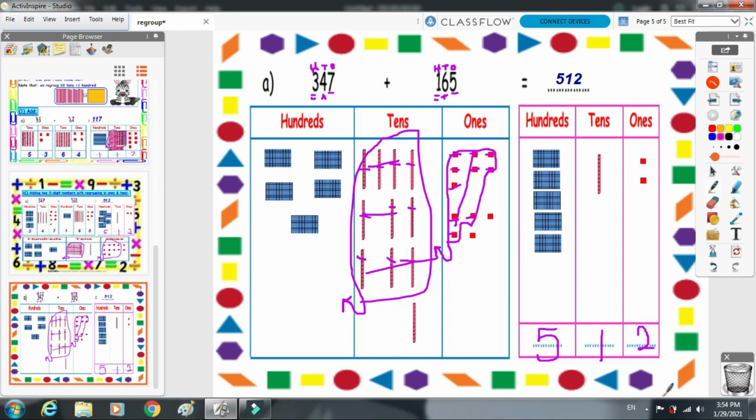512. So in this example I need to regroup in ones and in tens, because here I regrouped 10 of these ones to make 1 new 10, and I regrouped 10 of these tens to make 1 new 100. And our rule is when they are more than 9 we will regroup.